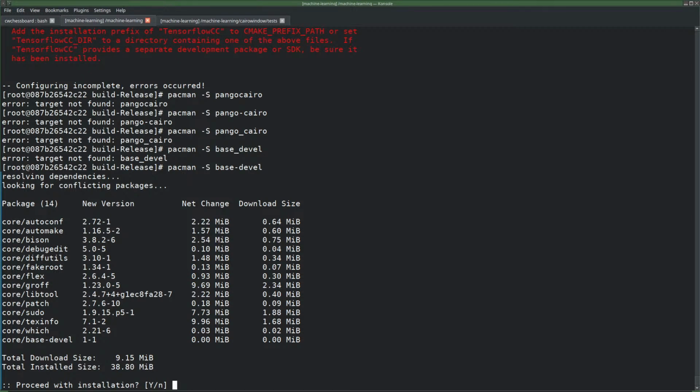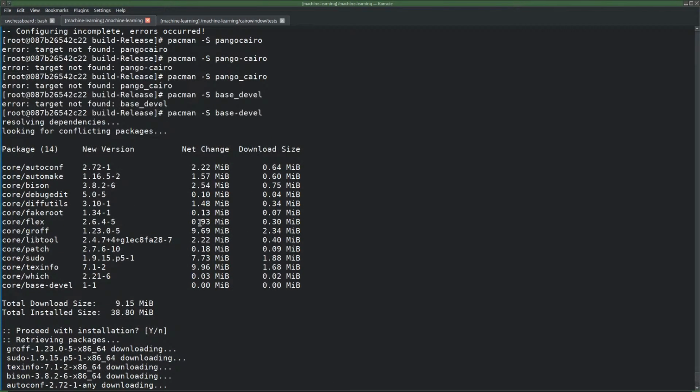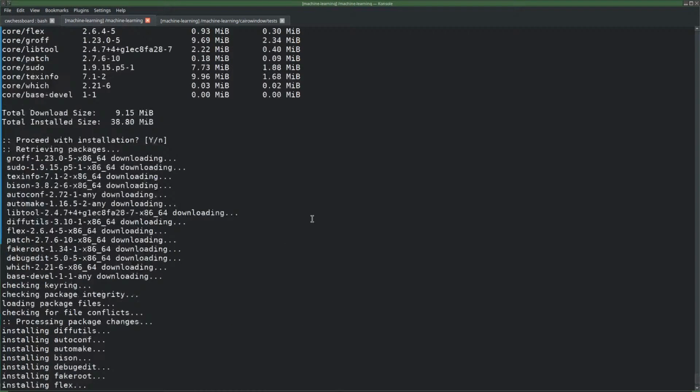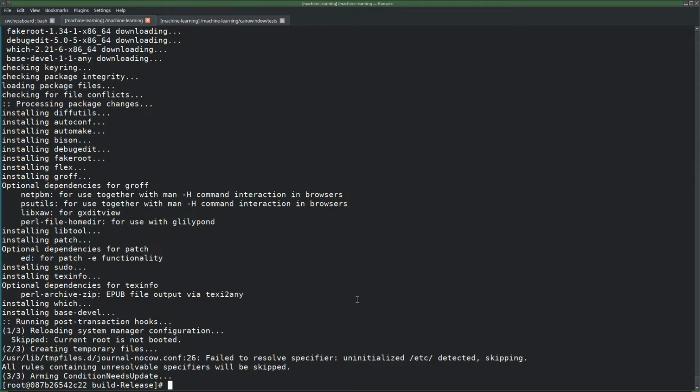Autoconf. Yeah, well, not really. Libtool, no. Patch, hardly. Sudo, already have that. Which, I think I already have which as well, but no. I think it's kind of ridiculous to include autoconf and automake here. Seriously. And not CMake. You're gonna tell me. Yeah, duh. How much did Richard pay them? Uninitialized, etc. detected. Interesting.